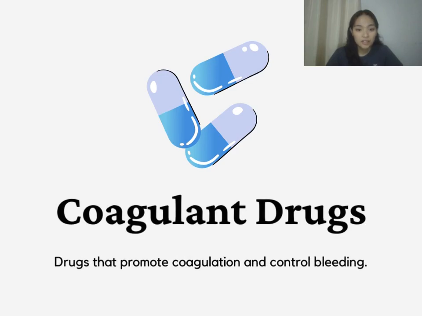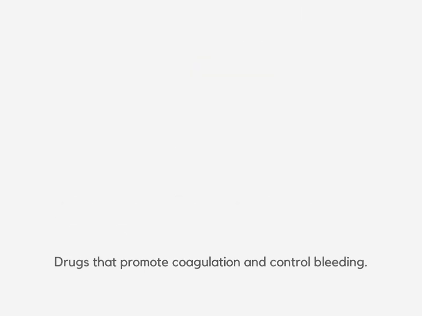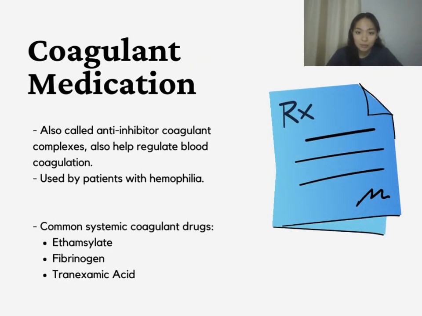Before going to the relevance, let's also talk about coagulant drugs. These are the opposite of anticoagulant drugs. These are drugs that promote coagulation and control bleeding. Coagulation is the process of changing blood from a fluid state to a solid state. They are also called anti-inhibitor coagulant complex and are used by patients with hemophilia or patients suffering from a disorder that can bleed uncontrollably in response to a relatively minor injury.